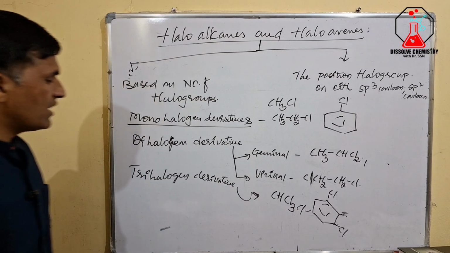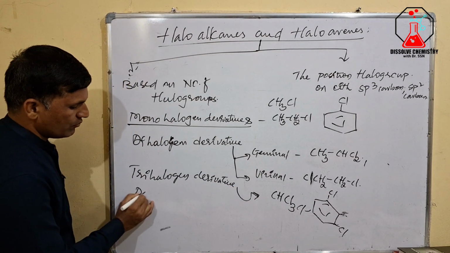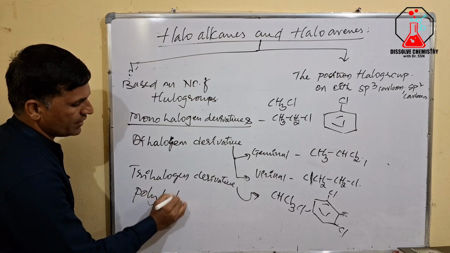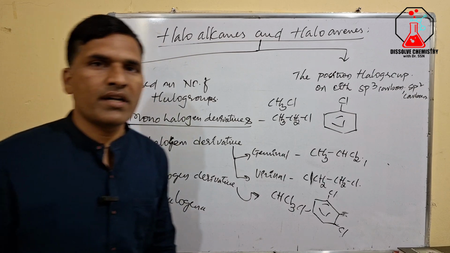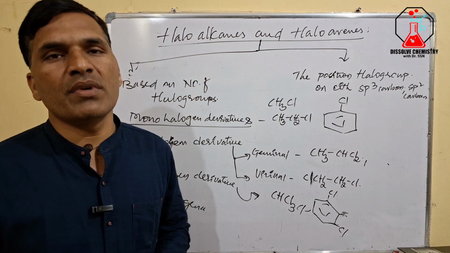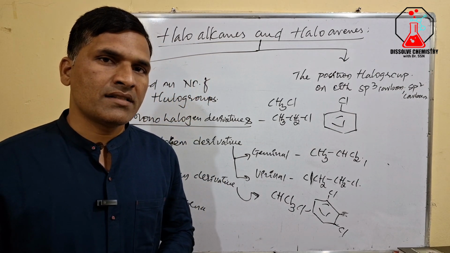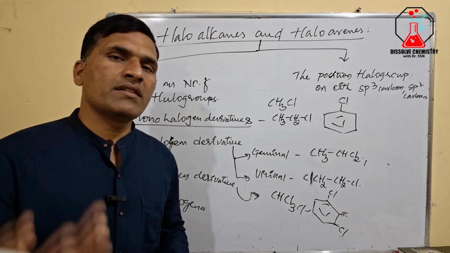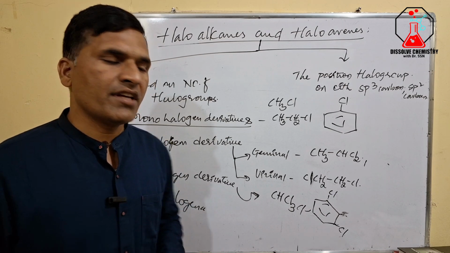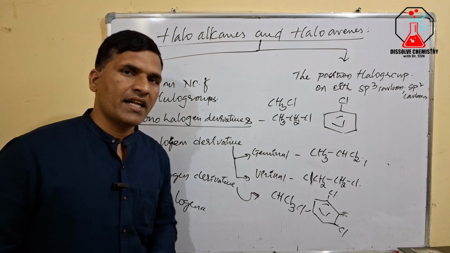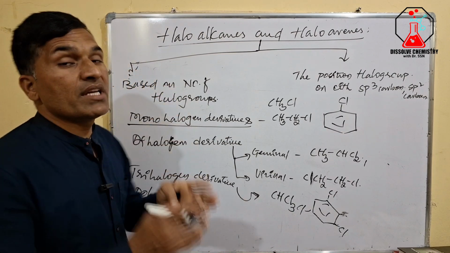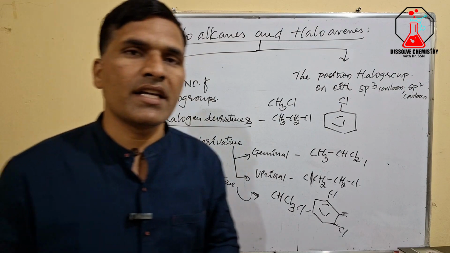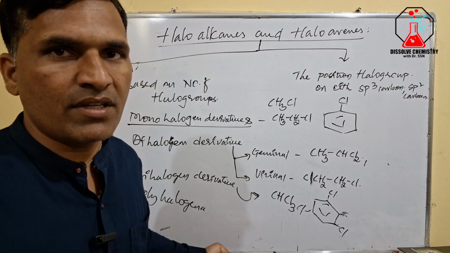More than this, we call them polyhalogen derivatives. Carbon tetrachloride is one example, and hexachlorobenzene is another example where more than three halo groups are present. So this is how we classify, based on the number of halo groups present in the organic compounds, into various classes of compounds.